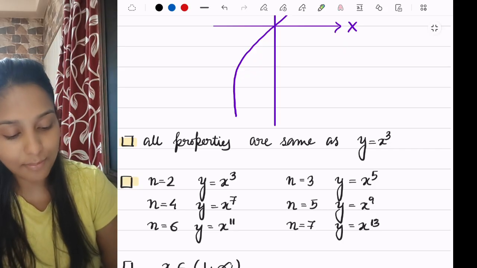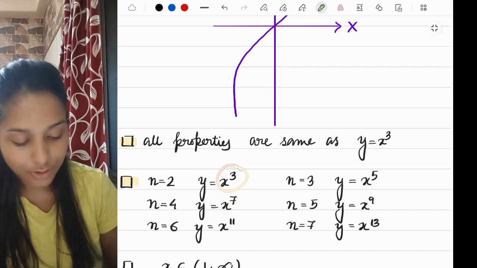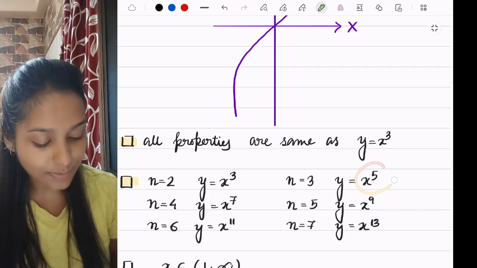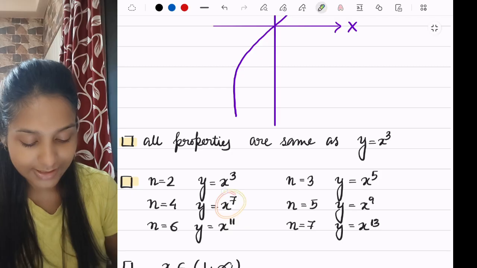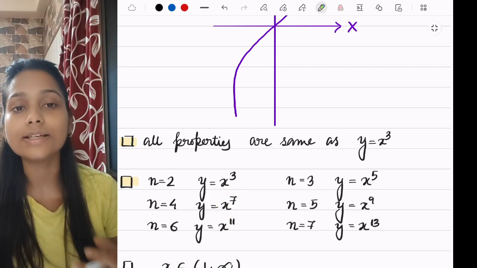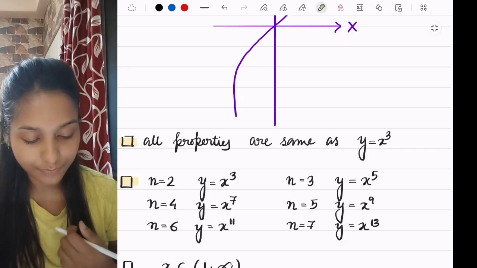So for example, for n equals 2 we get x cube, then we get the next power for 3, which is x power 5, next we get x power 7. So 3, 5, 7, 9, these are all the odd powers.